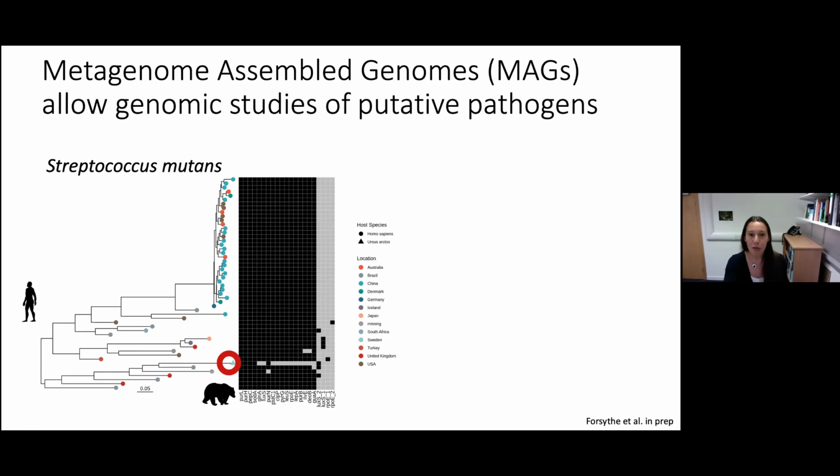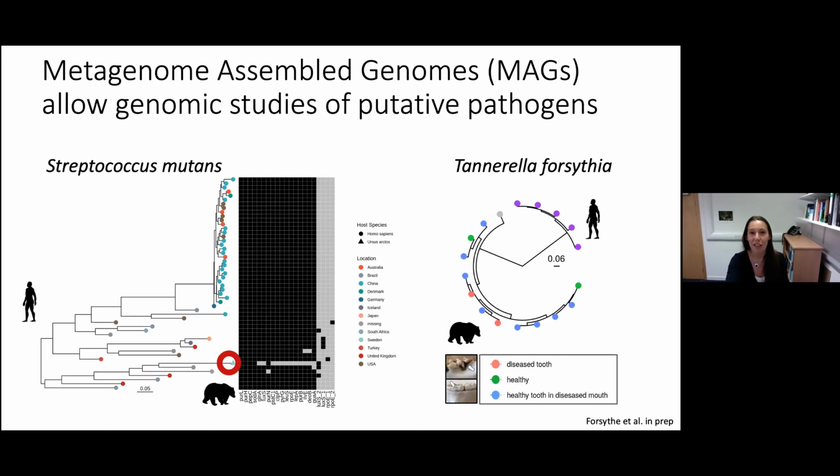So this is Streptococcus mutans. We can look at another pathogen that tells us a somewhat different story. This is Tannerella forsythia, one of the main bacteria implicated in periodontitis. And here the story is somewhat different because everything that we detect in our bears sits completely outside of the diversity seen in humans. So it depends on which pathogen we're looking at.